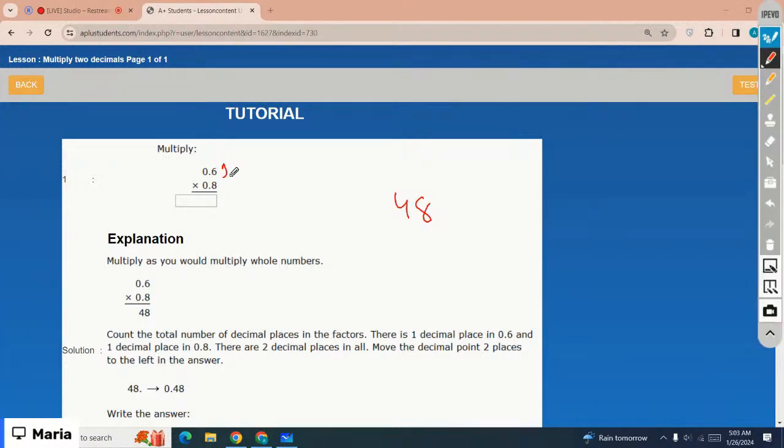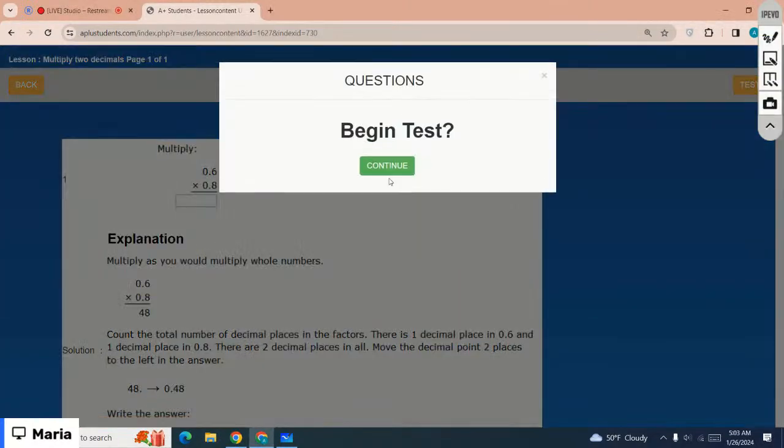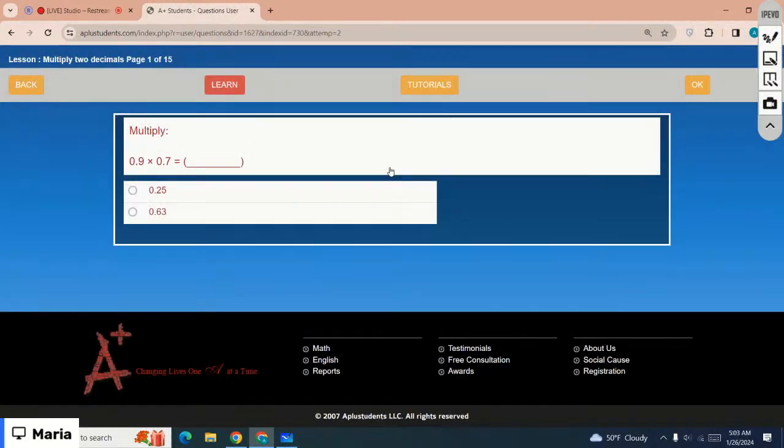You have one decimal place here in 0.6 and one decimal place here in 0.8, right? So in total you have two decimal places. So you need to add the decimal point two places left. So you need to move the decimal point from here to here. That would be 0.48, right? Let's just start with the test question. Basically, when we're working on the decimals, you simply multiply the numbers like we do without decimals. Then you can add the decimal point, right?